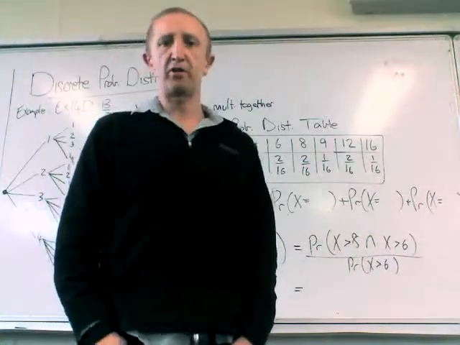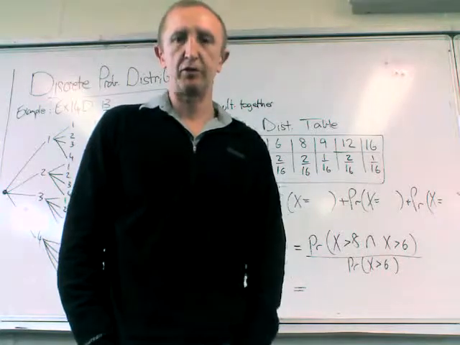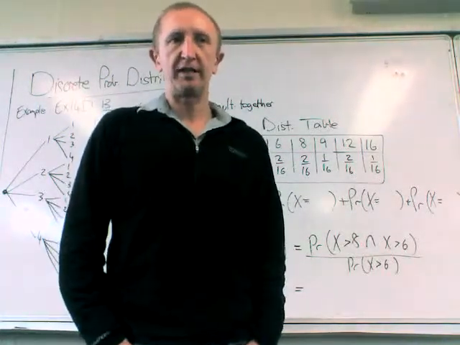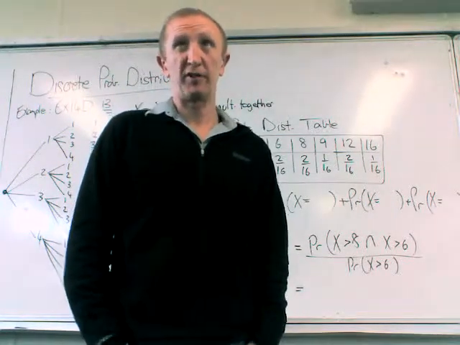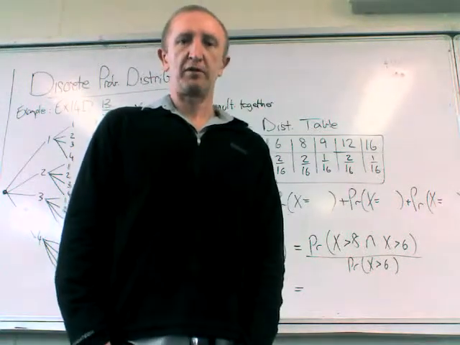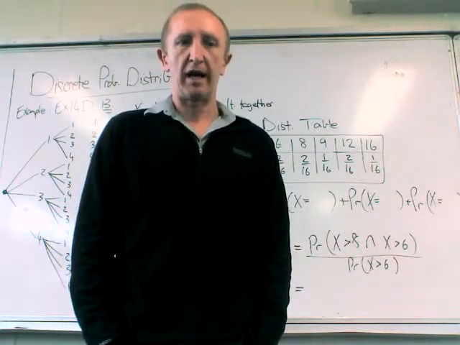Okay, we're going to talk a little bit about discrete probability distributions. First of all, let's talk about discrete. Discrete basically means it's a number that will stop. So, for example, we could say how many people are in your family, and that would be a discrete number, 0, 1, 2, 3, and so on.